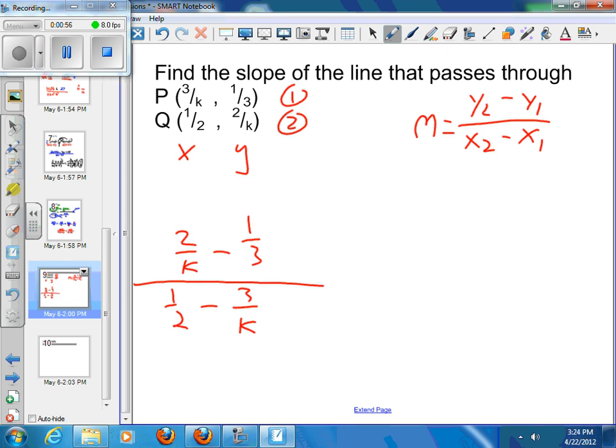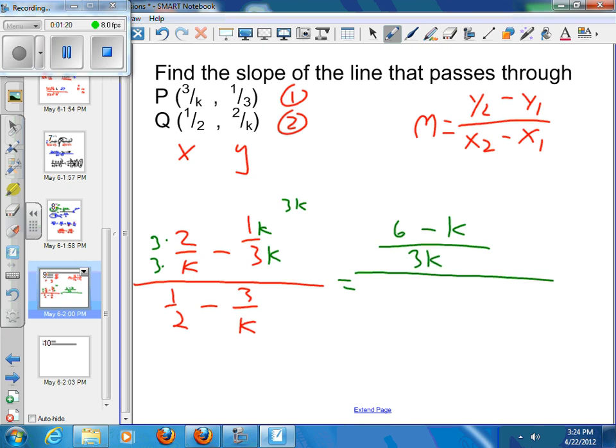So just like we were doing before, we need to get our common denominator. Our common denominator on the top, we've got a k and a 3, so 3k is going to be your common denominator. So multiply top and bottom by 3, multiply top and bottom by k. And so we get 6 minus k over 3k here. And then on the bottom, we've got a 2 and we've got a k, so our common denominator is going to be a 2k. So I'm going to multiply top and bottom by k and top and bottom by 2. So that's going to be a k minus 6 over 2k.